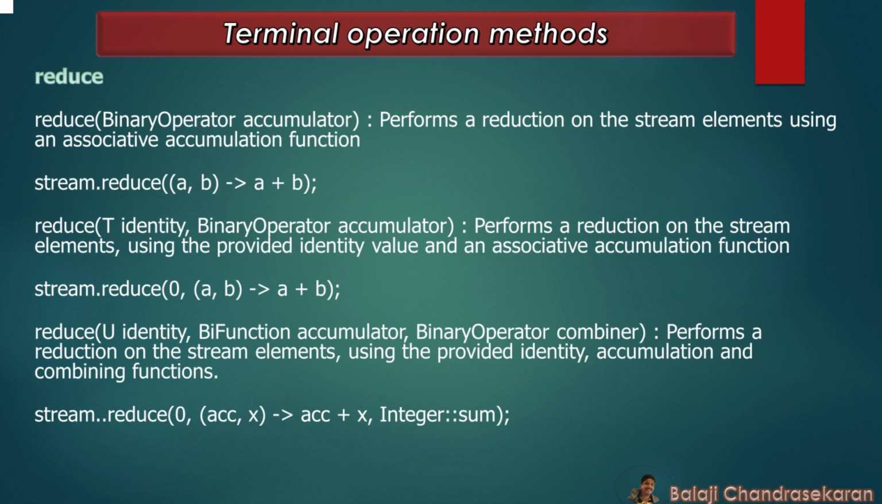It starts with the provided identity value and iteratively applies the accumulator function to each element of the stream, combining them with the current accumulated value. Finally, it uses the combiner function to combine partial results if the reduction is performed in parallel. For example, we can use the reduce method to calculate the sum of elements in a stream of integers. The reduce method is versatile and can be used to perform various types of reductions on stream elements, such as summing, multiplying, and finding the maximum or minimum value, and more.